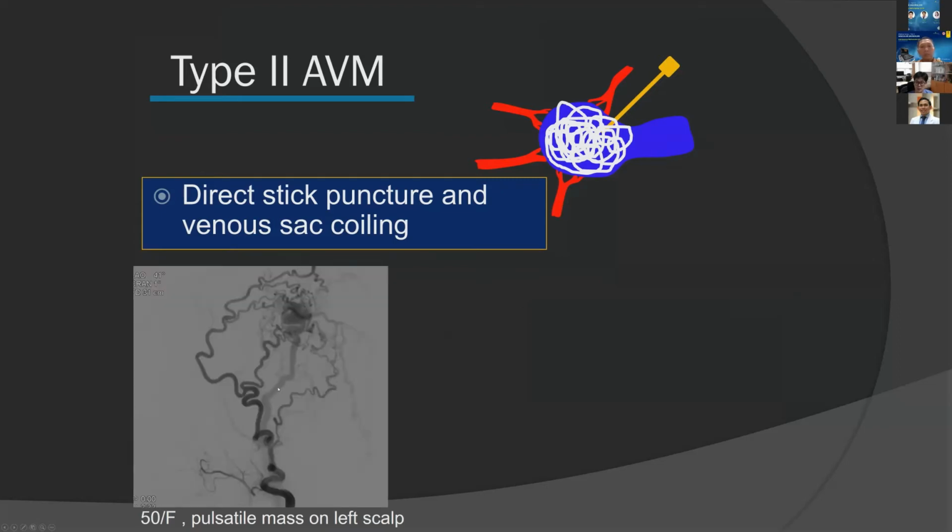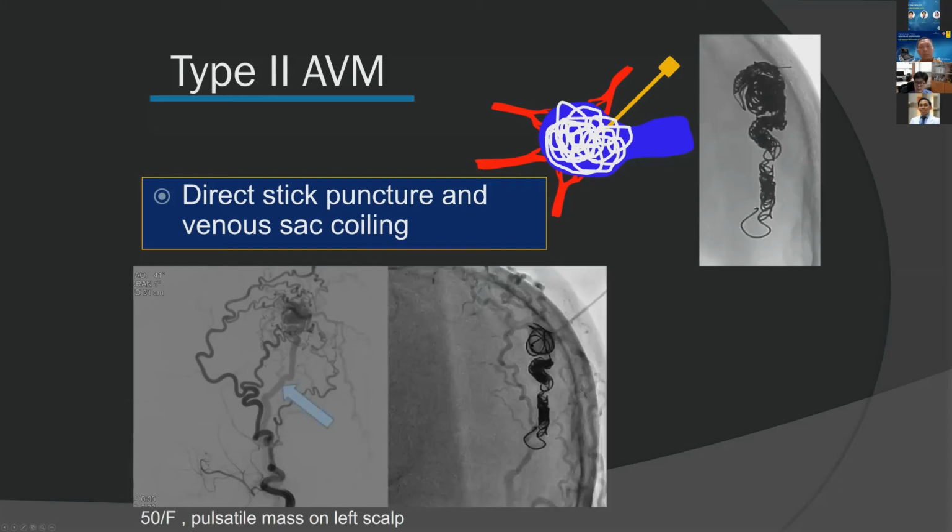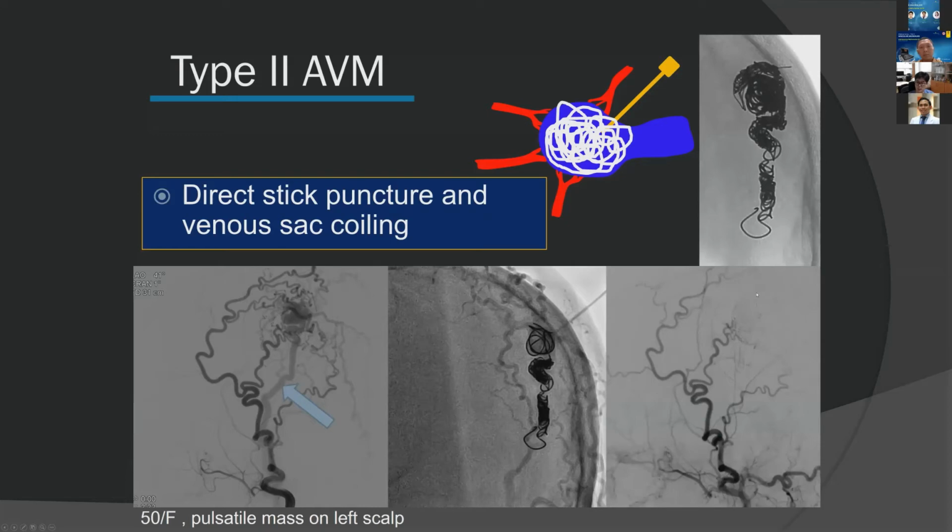This patient has a scalp AVM. You can see the large venous sac and draining vein and numerous feeding arteries. And I inserted a 5 French dilator in the sac, and I pushed the coils, and you can see the AVM completely resolved in this patient.